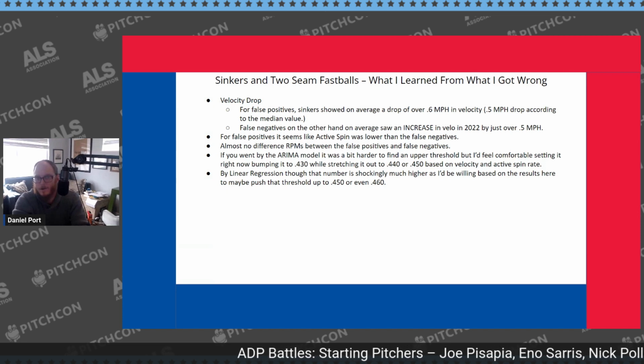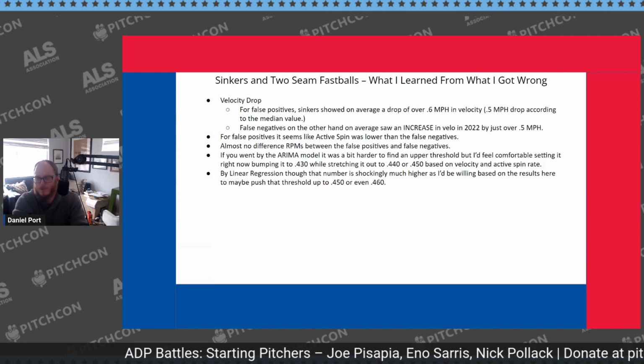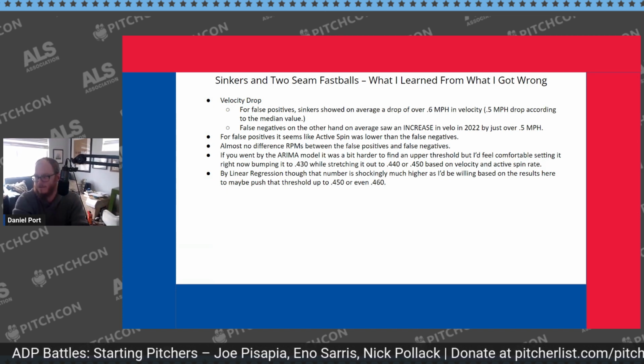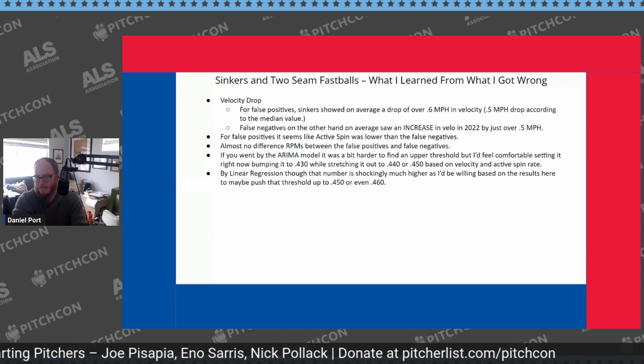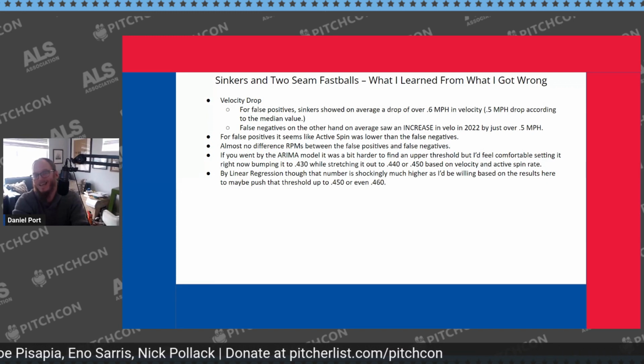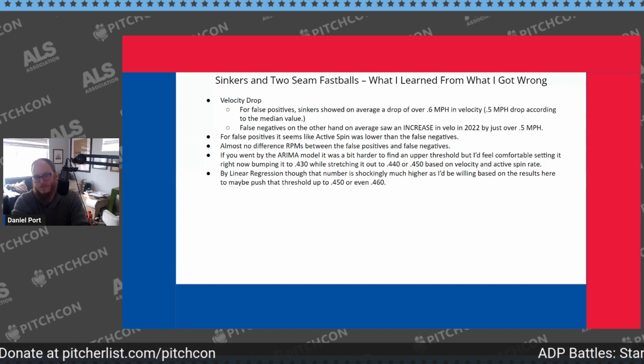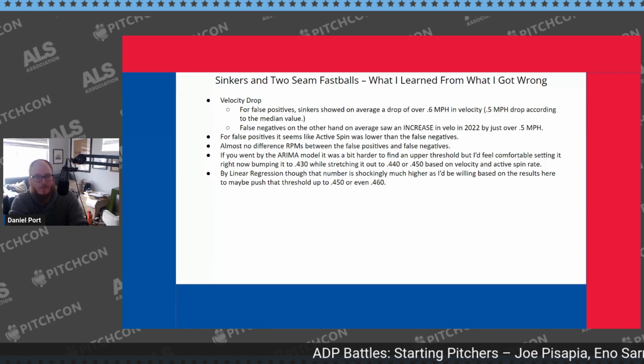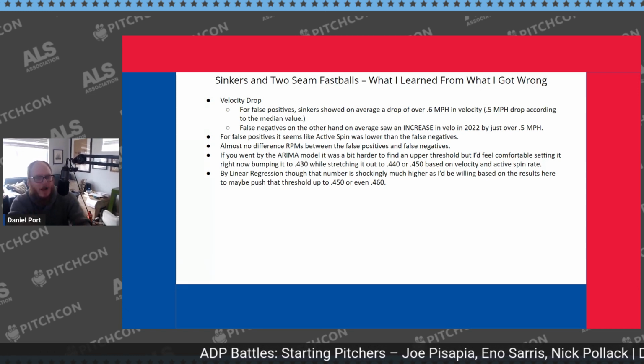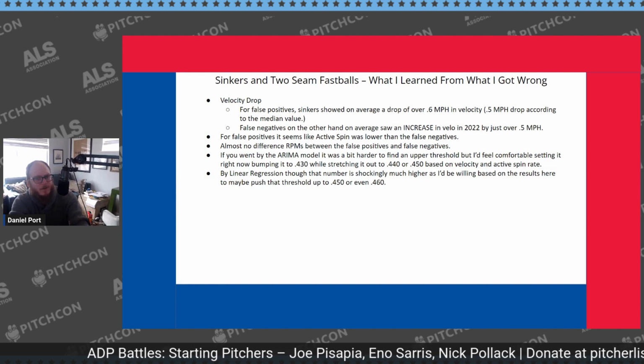One thing that I want to note, and it really stood out in sinkers, but this is true almost across the board: there was very little difference for these two bins, basically the ones that got wrong, in spin rate. There really wasn't much of a difference in their spin rate that I saw. That to me was really interesting because I expected one to be really low and one to be really high or something like that. And there wasn't. That wasn't the case.